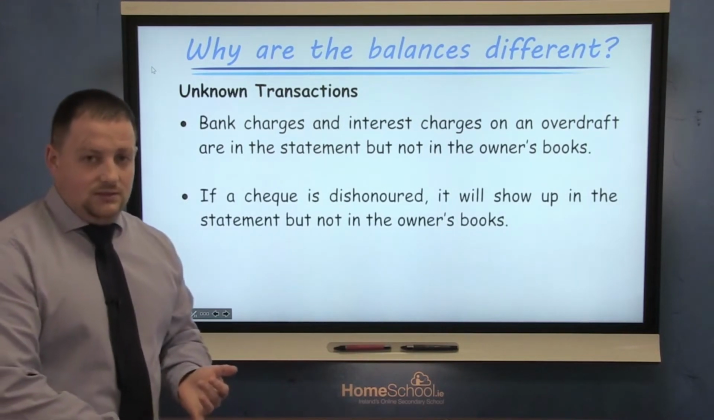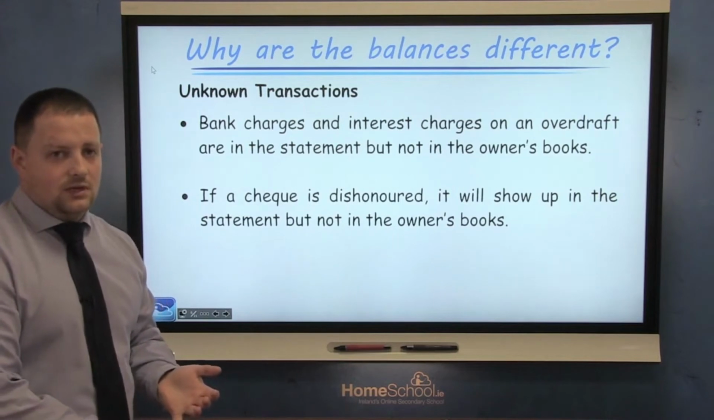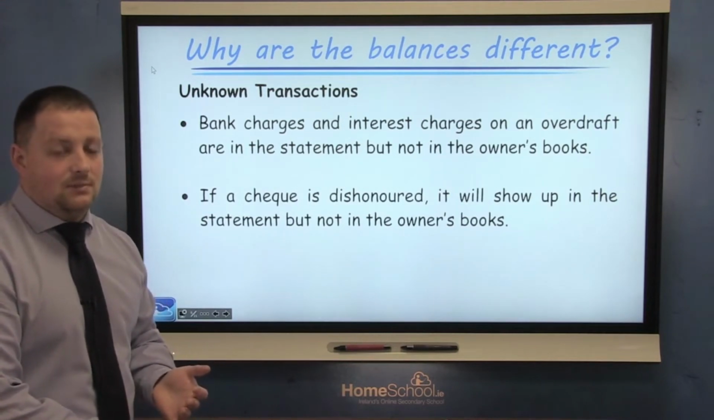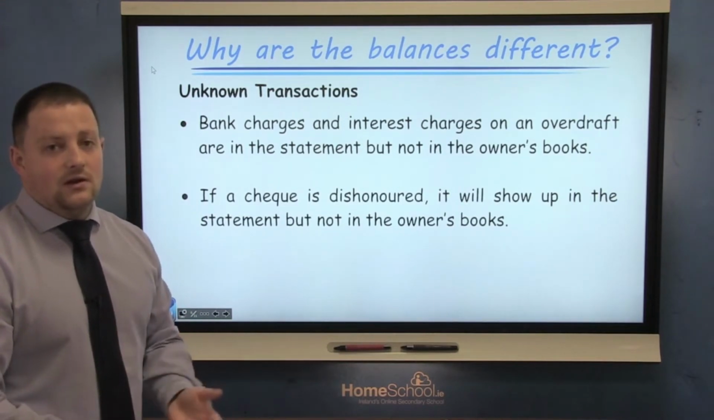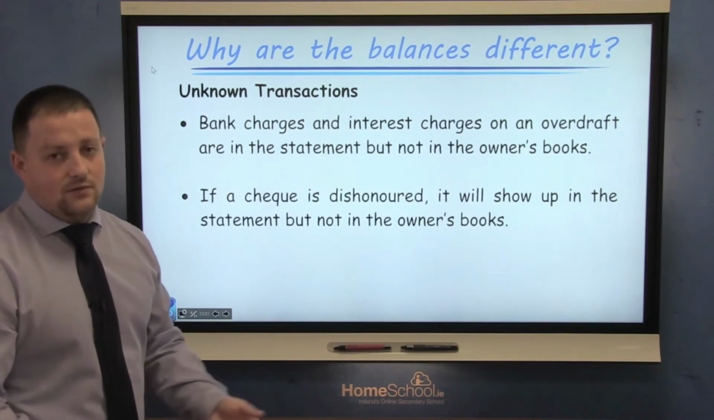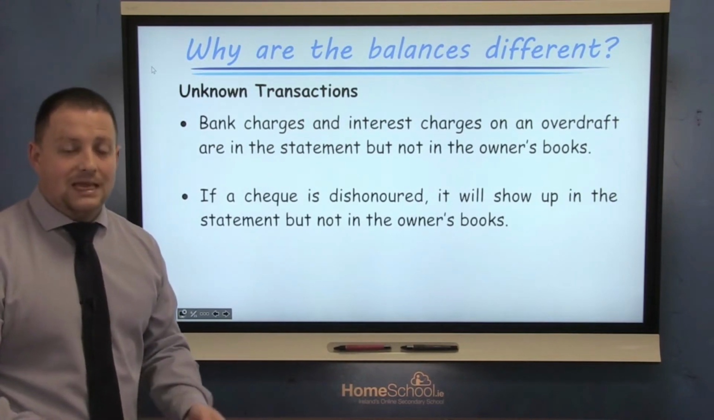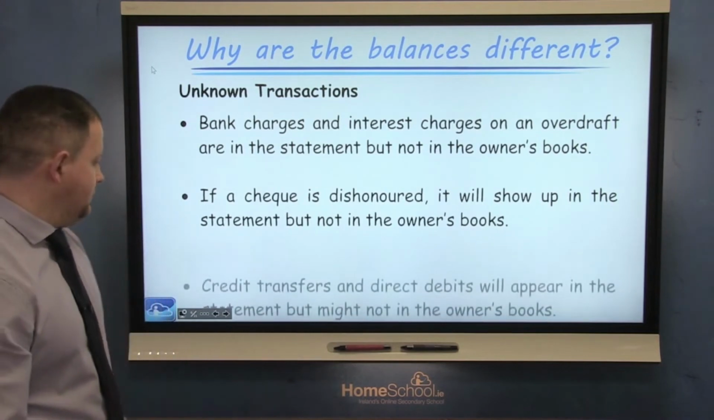If a cheque is dishonoured, it'll show up in the statement, but not in the owner's books. That means if the cheque bounces, if it's no good, that's going to show up in the statement, obviously, because the bank are aware of that, but you are not aware of that until you receive the bank statement. Therefore, you haven't been able to update your own bank account in your own ledger, all right?